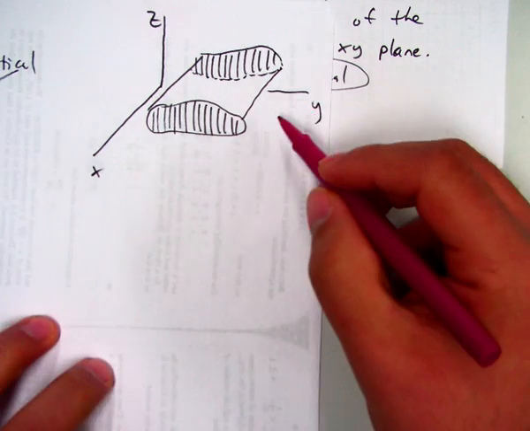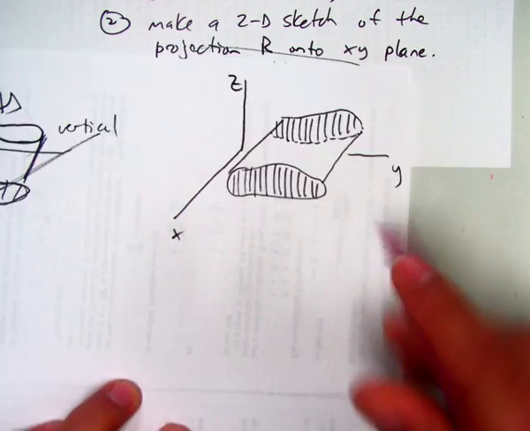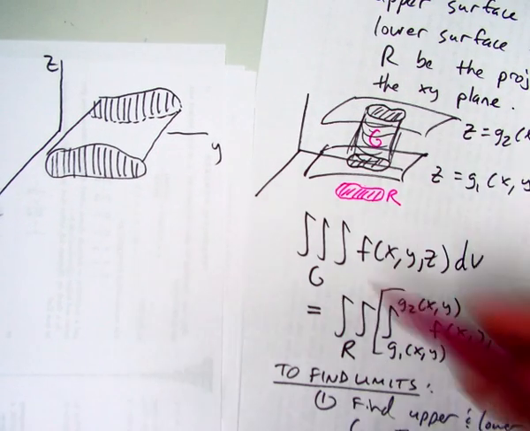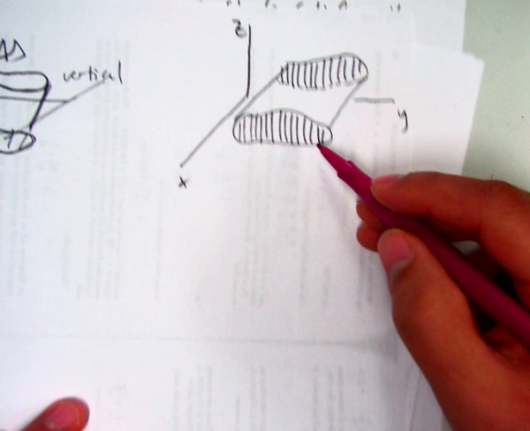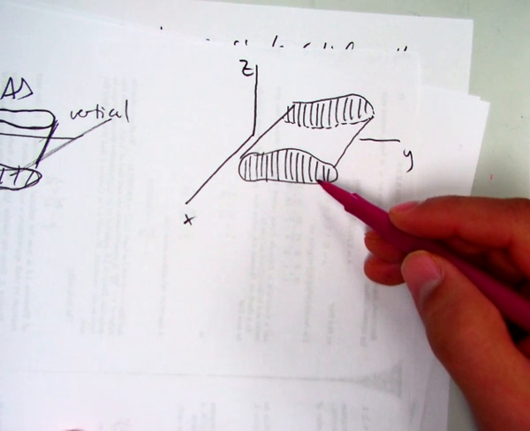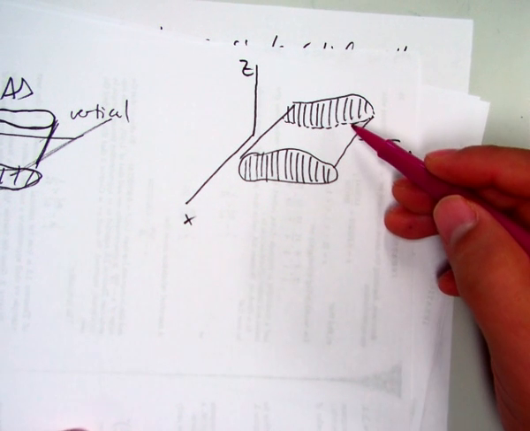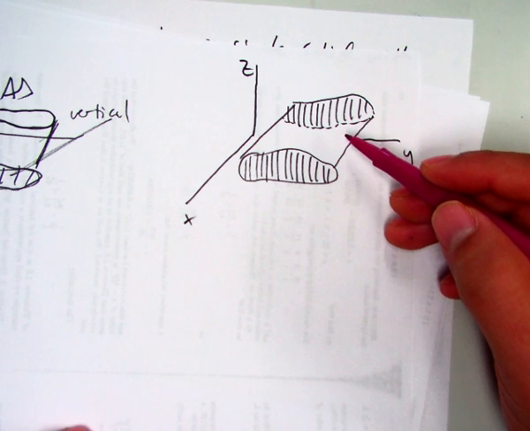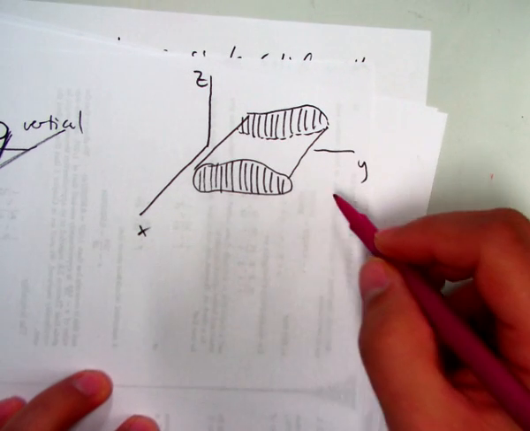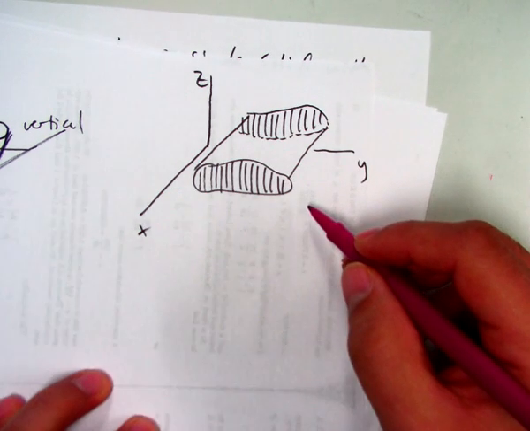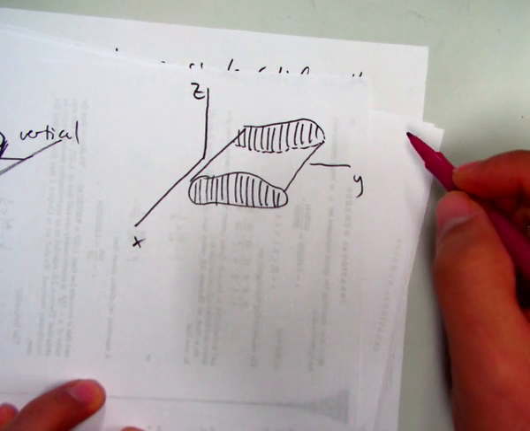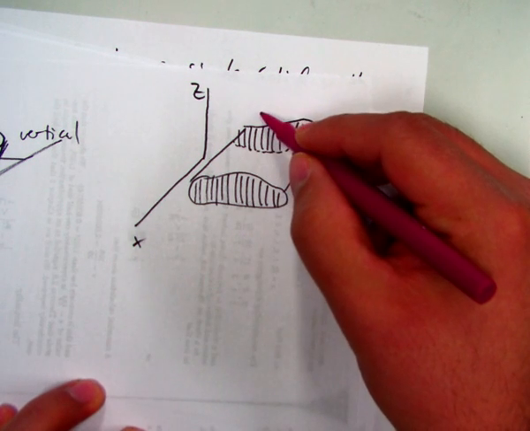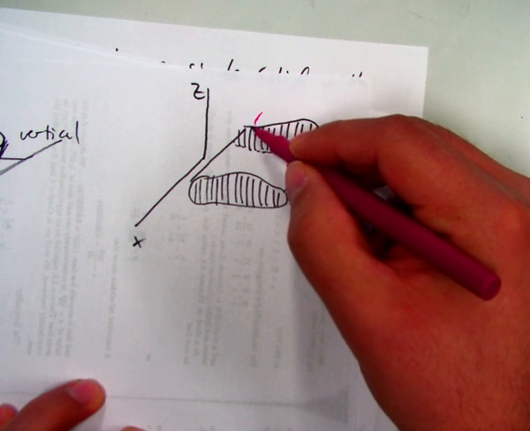Okay, so do you see what I'm talking about? How this is a little different than this scenario here? Here we have a lower surface and an upper surface. Here we have a front surface and then a behind surface, if that makes sense. So now instead of R being on the XY plane, where's R going to be? On the YZ plane. So somewhere back here is R.